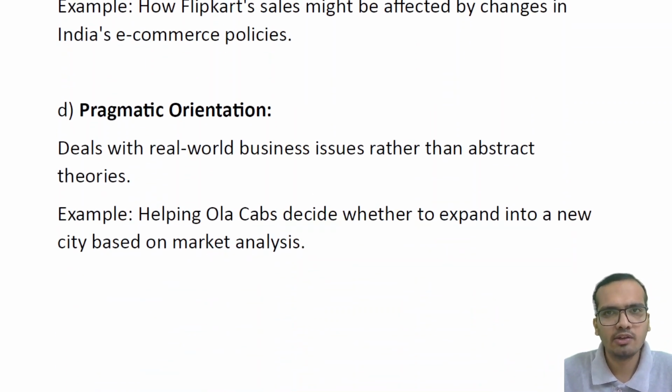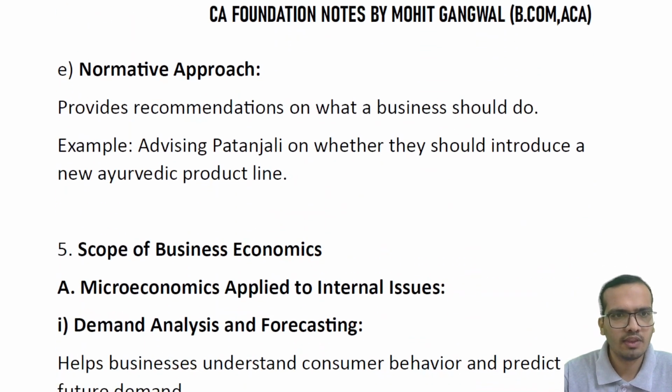Fourth, pragmatic orientation. It deals with real world business issues rather than abstract theories. Example, how Ola Cabs decides whether to expand into a new city based on market analysis. And fifth, normative approach. It provides recommendations on what a business should do. Example, advising Patanjali on whether they should introduce a new Ayurvedic product line. So all these decision making and other aspects are done with the help of business economics.